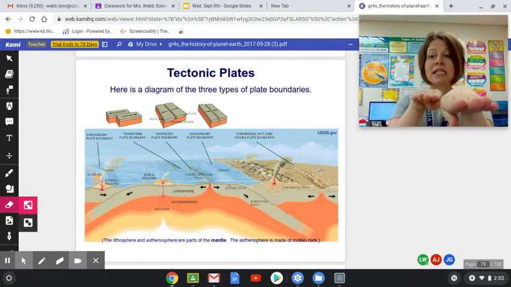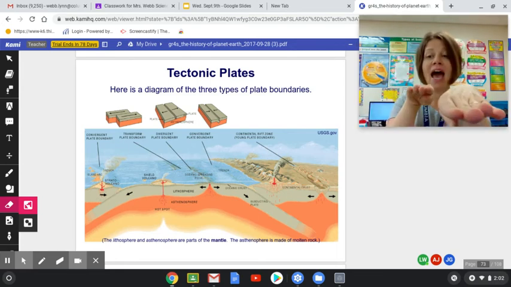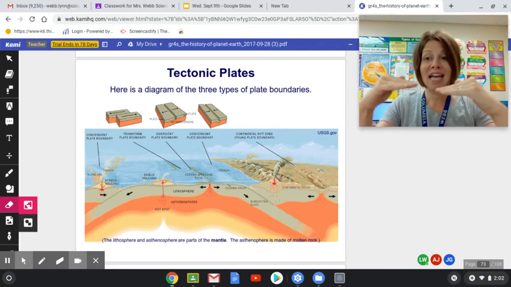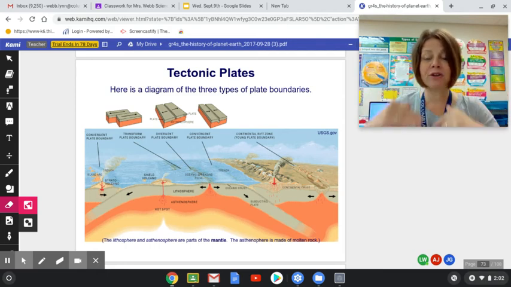So transform, slide. Divergent, divide. Convergent, collide, and sometimes go underneath each other.